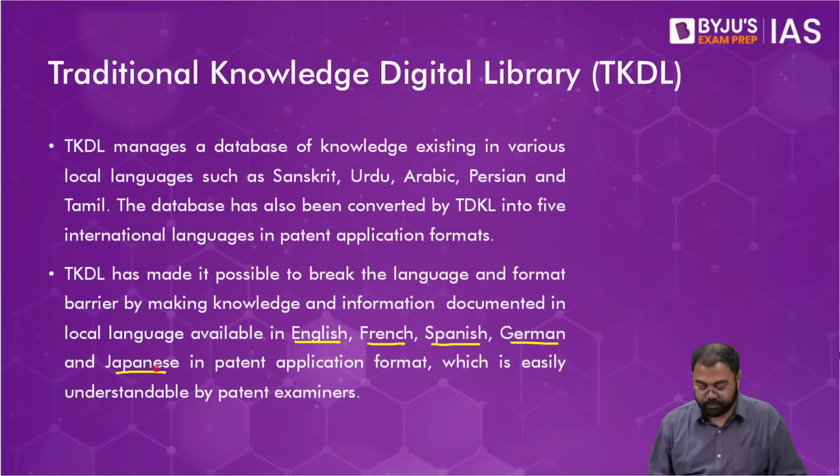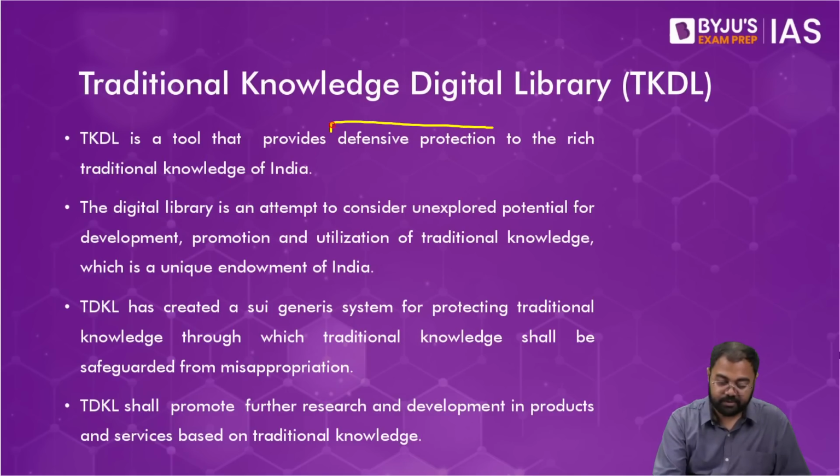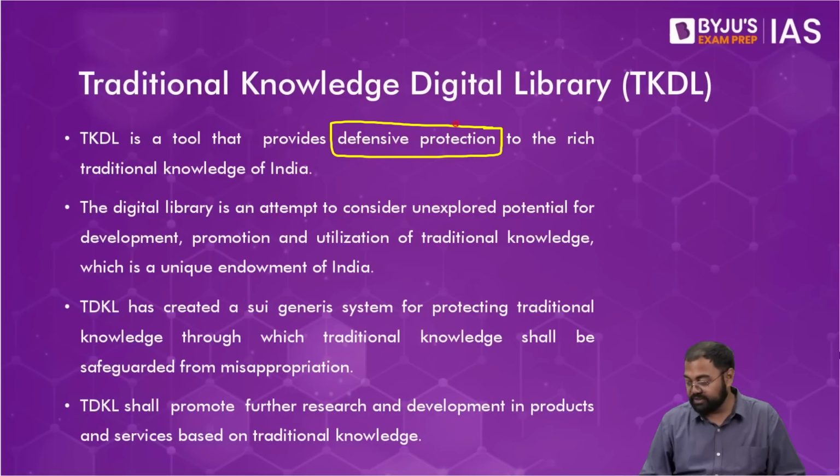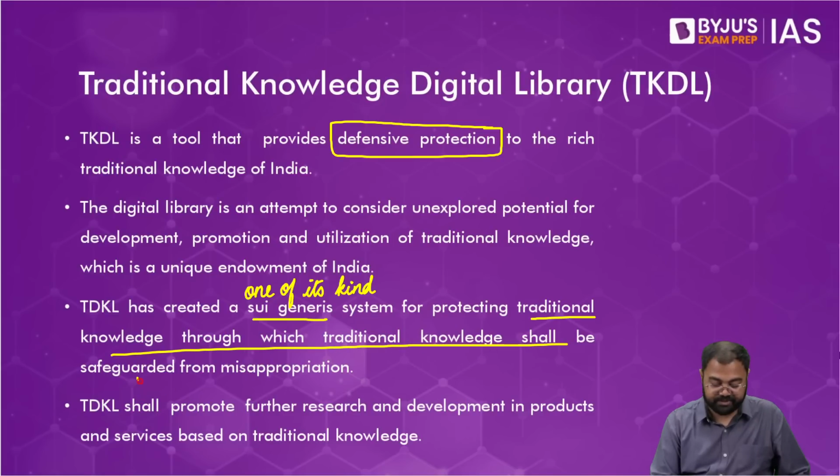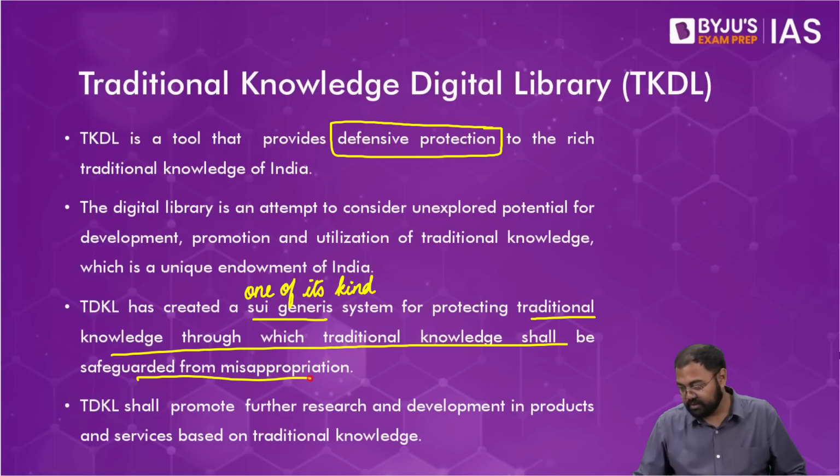in a manner, to provide defensive protection to the rich traditional knowledge of the country. So we say that this is sui generis, or in a manner one of its kind. This means it is a one-of-its-kind mechanism that exists to protect traditional knowledge, through which traditional knowledge shall be safeguarded from misappropriation. That's where this became very, very crucial, and we were able to solve a lot of problems by doing this, right?